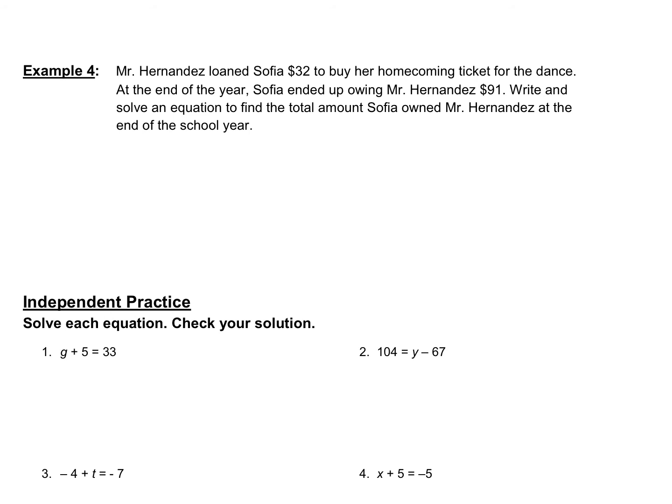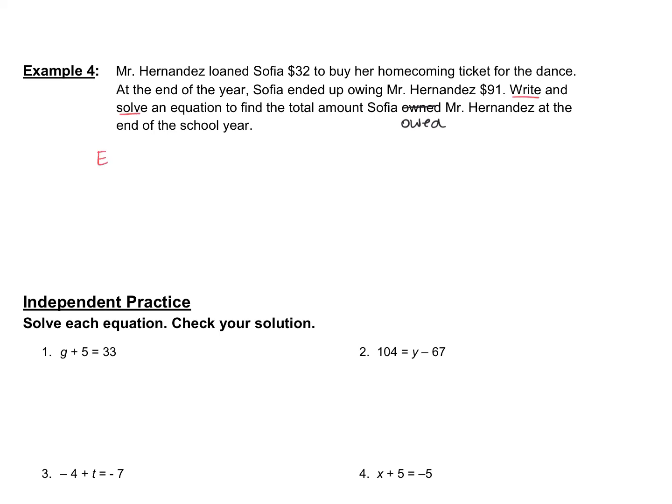It says Mr. Hernandez loaned Sophia $32 to buy her homecoming ticket for the dance. At the end of the year, Sophia ended up owing Mr. Hernandez $91. Write and solve an equation to find the total amount Sophia owed Mr. Hernandez at the end of the year. I think this is worded a little bit wrong. This should say owed. I think it means for us to find out the additional amount that she had owed. Maybe not. Just the wording of it doesn't make sense, but based on breaking this down and having an understanding of this, we are going to write and solve an equation.